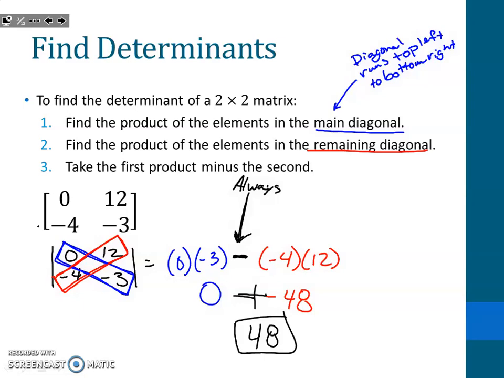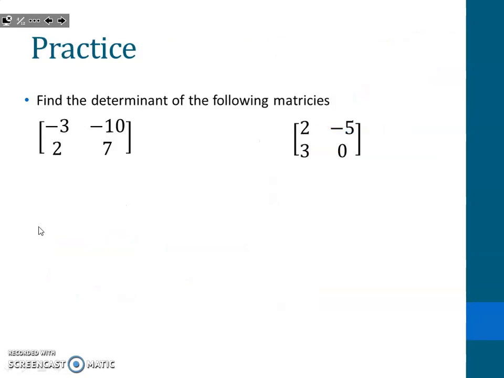And guys, it's really that simple to find determinants. Take the main diagonal minus the product of the other diagonal. Simplify it. It's 48. Okay. The helpful thing with these determinants is these numbers allow us to do things like solving systems of equations. Okay. So next page, we're going to do a little practice then.